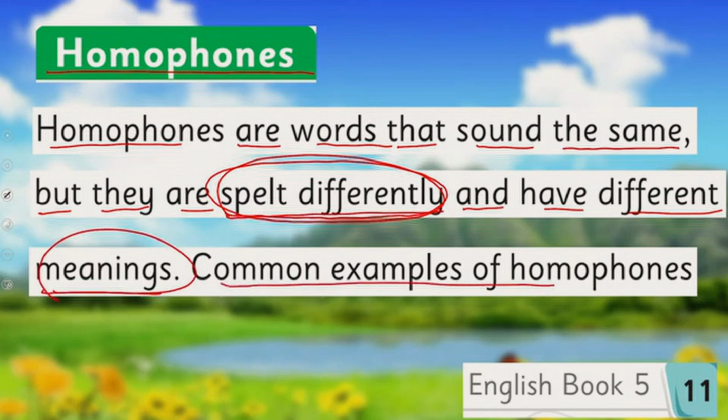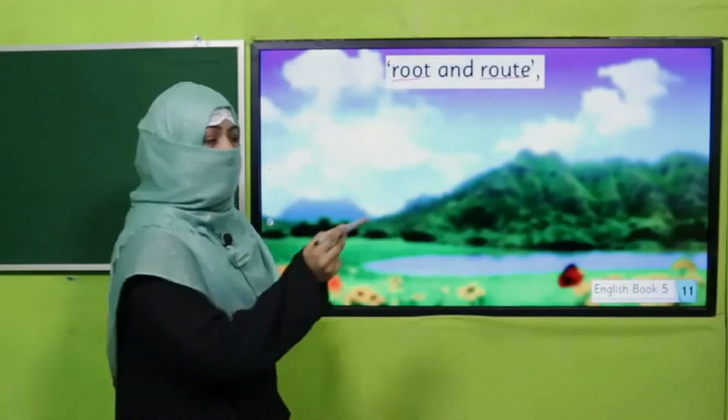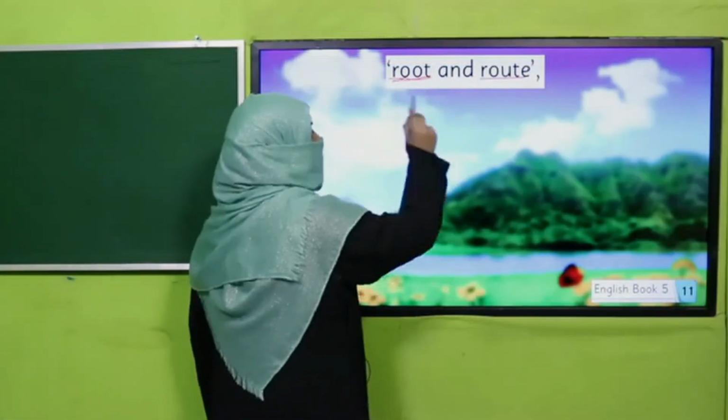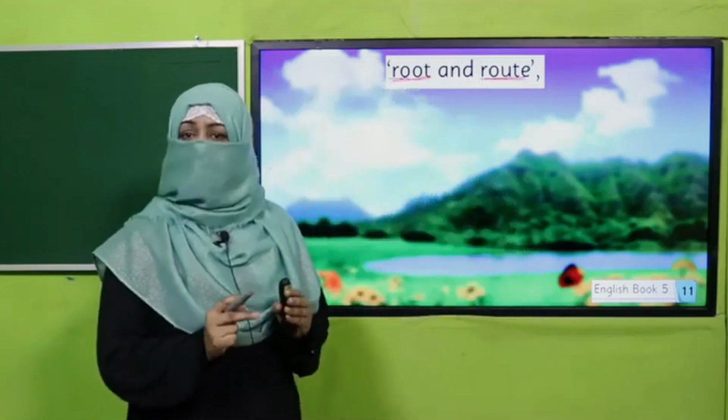Its common examples are root and route. These are two words. They are spelled differently, R-O-O-T, R-O-U-T-E. We pronounce it likewise, root.